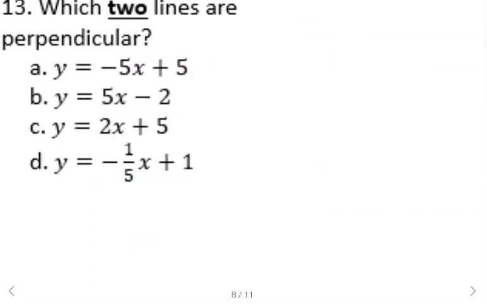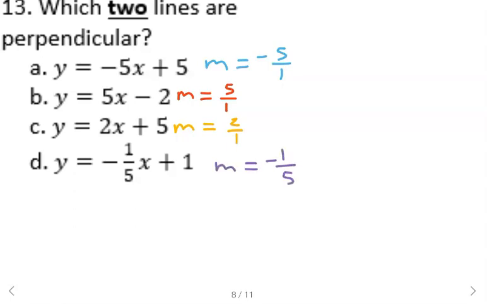All right, in order to determine perpendicular lines, we need to know the slopes of each line. These are all in slope-intercept form, so the slope of line A is -5, that's a fraction -5/1. Slope of line B is 5/1. Slope of line C is 2/1. And the slope of line D is -1/5. Now, which of these are opposite reciprocal slopes? Opposite means change sign. Reciprocal means flip. So hopefully you're noticing that these two are opposite reciprocals.